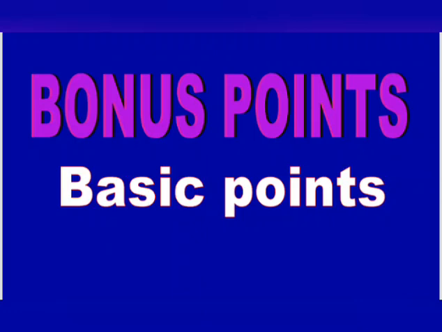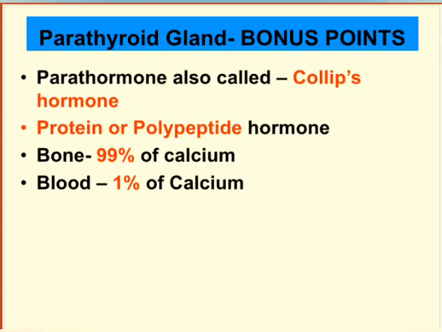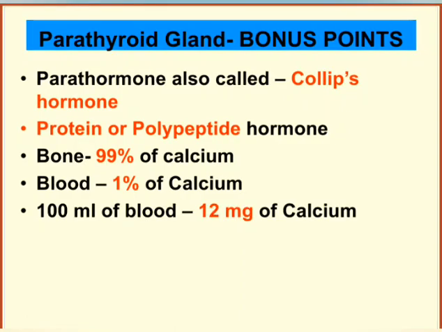Bonus point segment, which consists of basic points related to the parathyroid gland. The parathormone was first discovered by Collip. So the PTH is also called Collip's hormone. PTH is a protein or polypeptide hormone. Let me tell you the quantity of calcium in bone and blood. The bone contains 99% of calcium and the blood contains 1% of calcium. 100 ml of blood contains 12 mg of calcium.